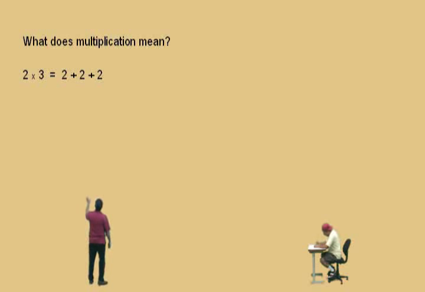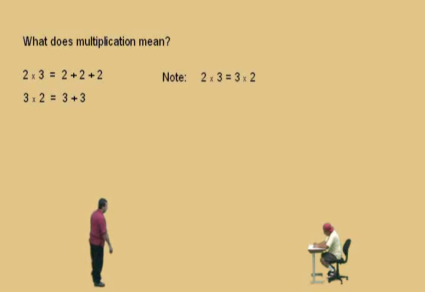Okay. Let's look at 3 times 2. Well, 3 times 2 means what, Charlie? 3 plus 3. Very nice. And what's 3 plus 3? 6. Okay, now first of all, notice that 2 times 3 is the same as 3 times 2.